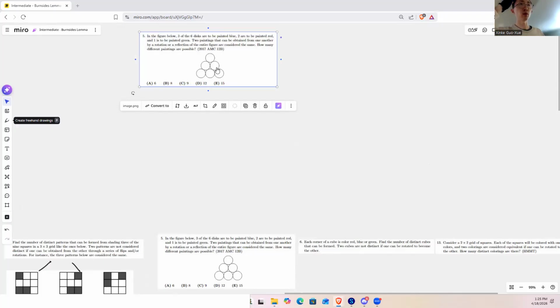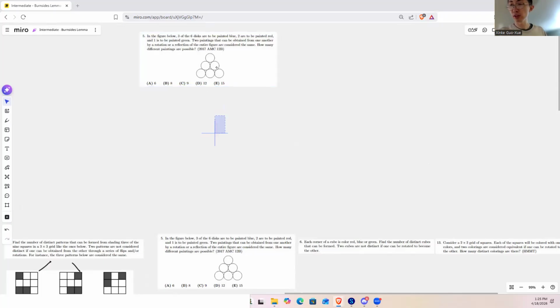So this is an equilateral triangle. So there's going to be 6 symmetries. It's these 3. There's reflection over here, and reflection about this altitude. There's also the identity, a 120-degree rotation, and a 240-degree rotation.